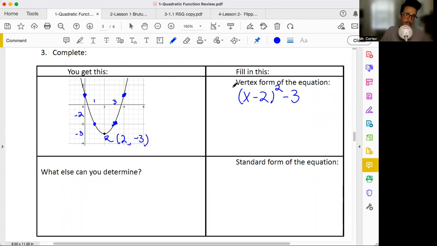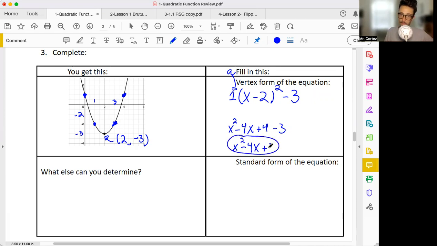Again, occasionally we have to worry about this a term that's here. But if you factor this out, it's going to kick you what? X squared minus 4x plus 4 minus 3, which matches up with this because it has a y-intercept of 1. So this wasn't asked of you to go to standard form, but you were totally capable. Psych, it actually does ask for standard form of the equation. So there you go. We just did it.